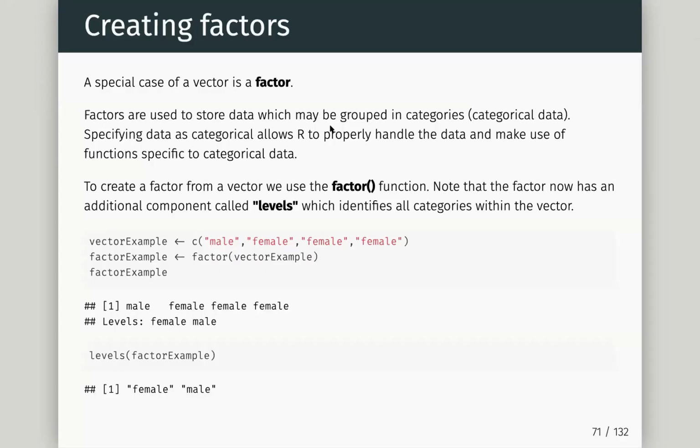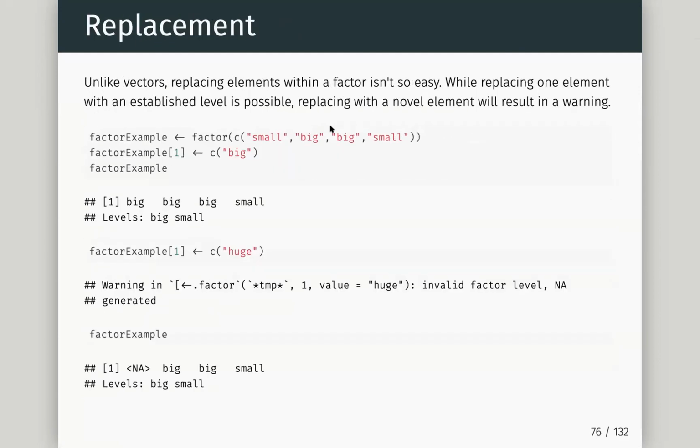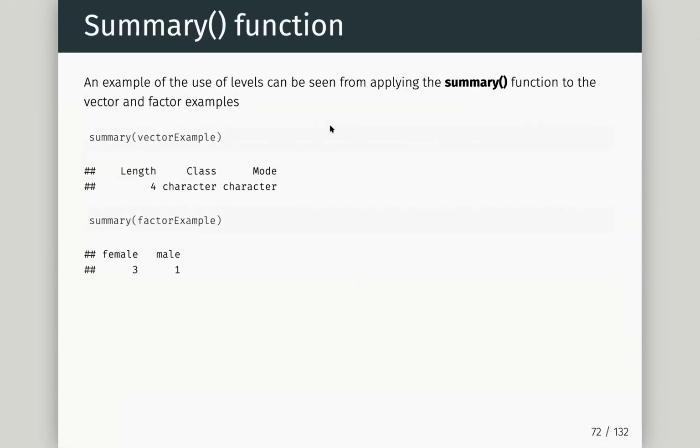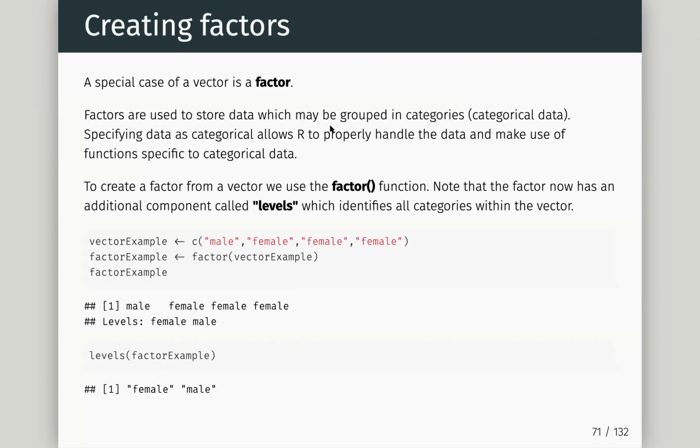So we can come back to these exercises, and I'm going to skip forward into the next type of data, and that is a factor. I don't think these are too much before we would jump into data frames, and we'll do that next week. A special case of a vector is a factor. Factors are used to store data which we can then group into categories, categorical data. Specifying data as categorical in R allows it to handle the data properly, but it really gives you access to special functions you can apply to factors.